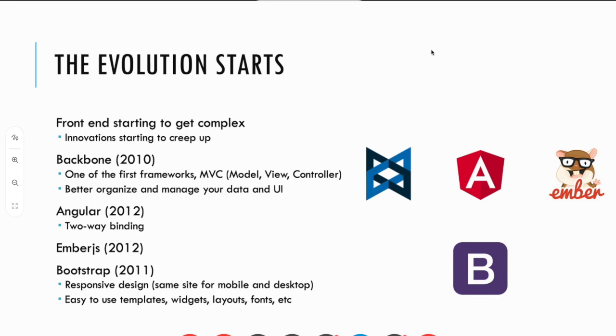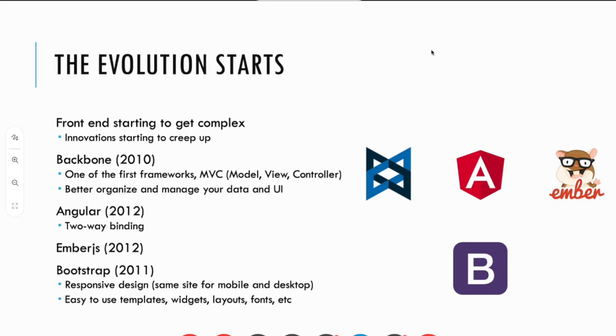So the first innovation was the introduction of a JavaScript framework known as Backbone.js, which was introduced in 2010. This was one of the first frameworks that introduced a new way to structure a front-end application in the form of model, view, and controller. So basically, the model would take care of the data of your application, the view would take care of the UI, and the controller would take care of managing the data and the UI.